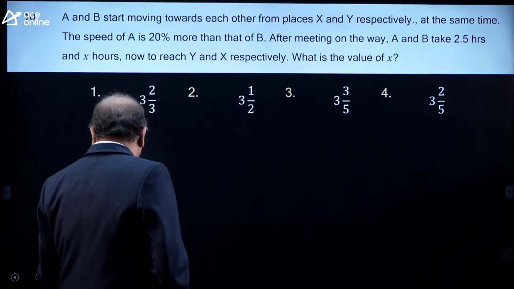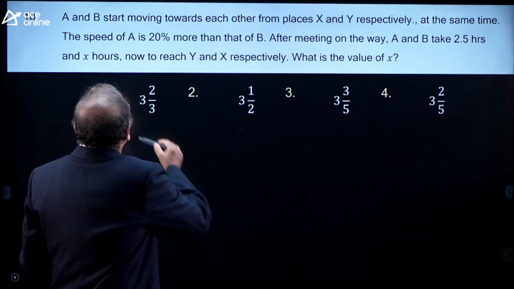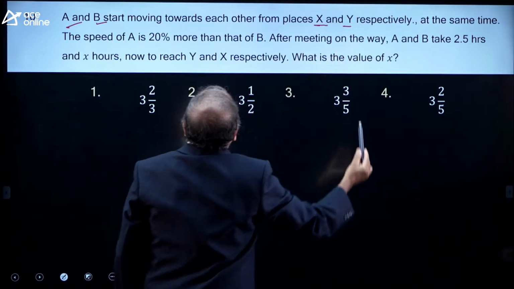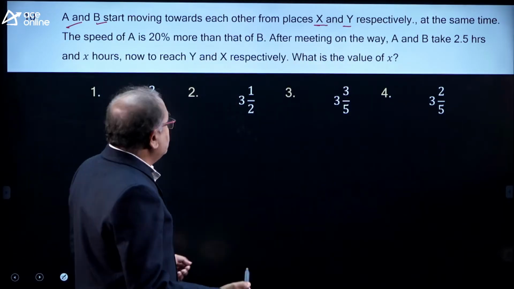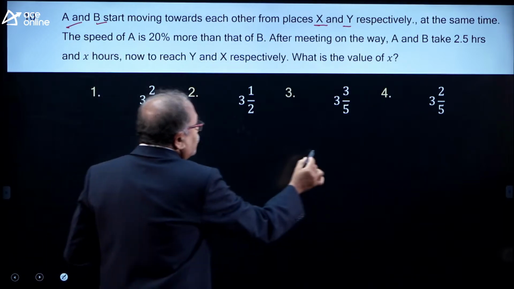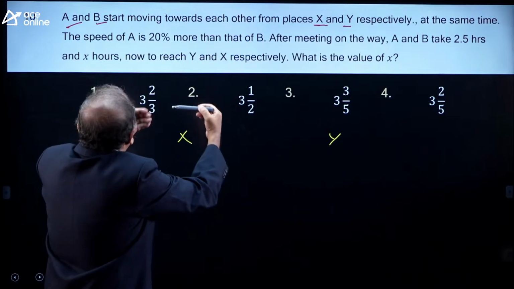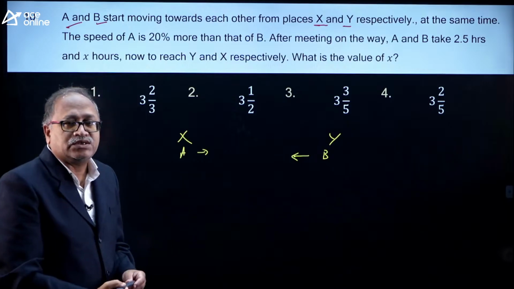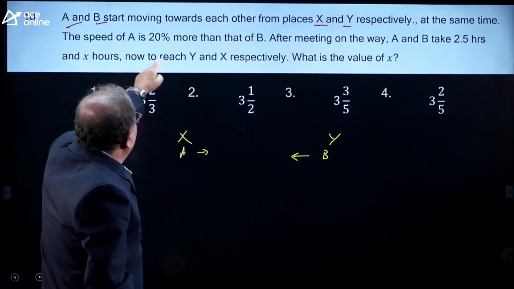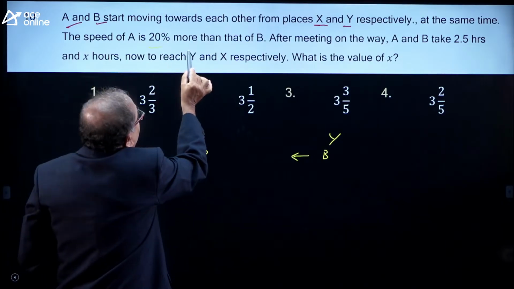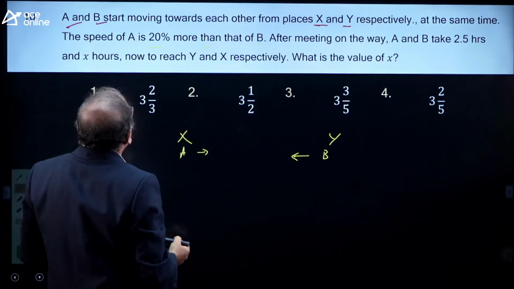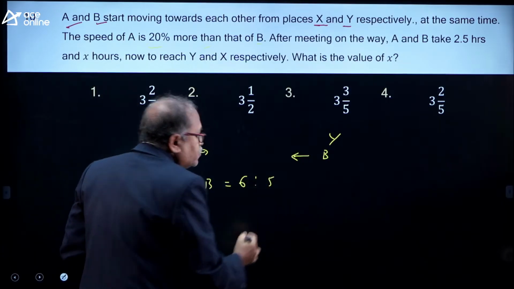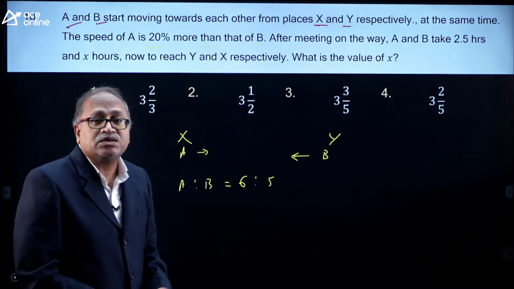Here we have done this type of question previously. A and B started moving towards each other from x and y respectively. So, x is here, y is here, and they are moving towards each other, at the same time. The speed of A is 20% more than the speed of B. So, A is to B speed is 6 is to 5, that is 120 and 100.